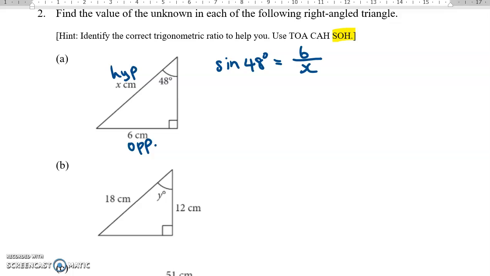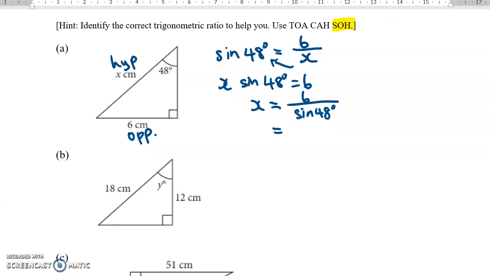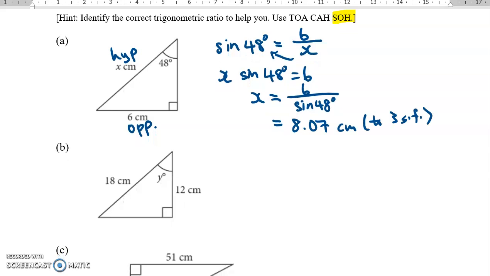Okay, so once we have this, I need to do some manipulation. So I'll be bringing the x over using cross multiplication. So x sine 48 is 6. Then I only want to find the value of x, so I will bring sine 48 over. So you key this in to your calculator to find the value of x. We'll go on now to part B.